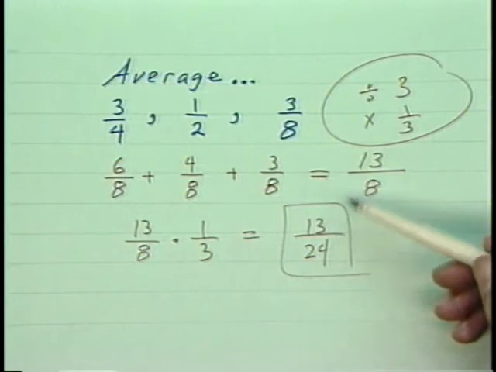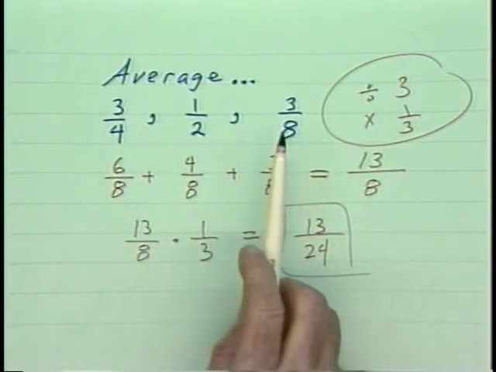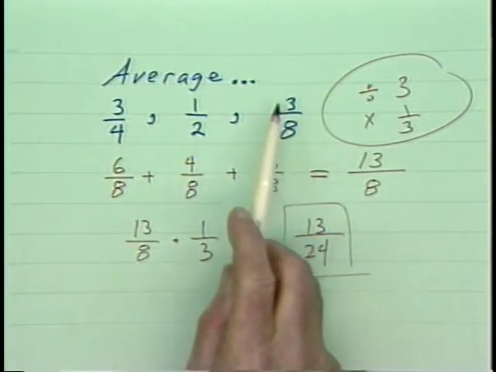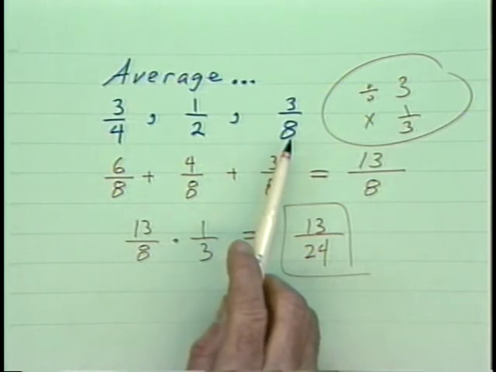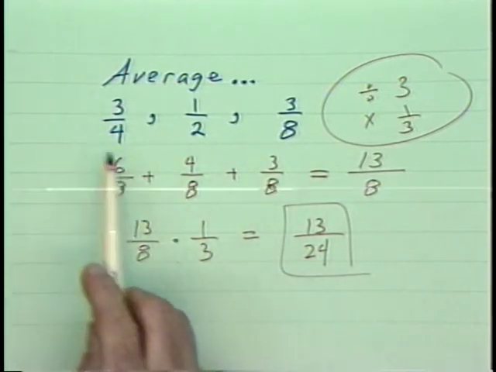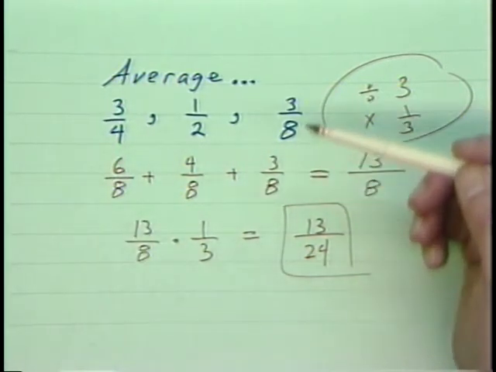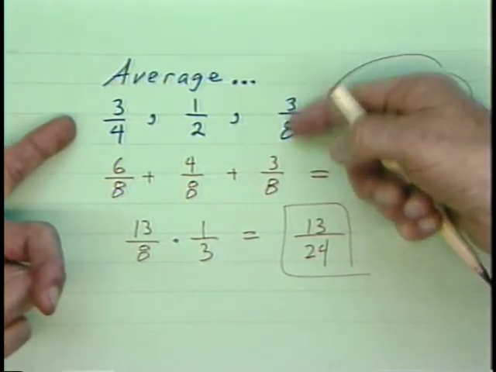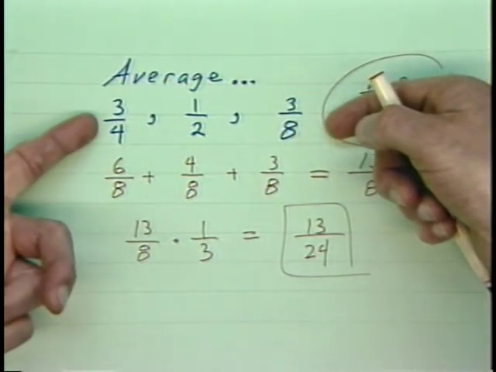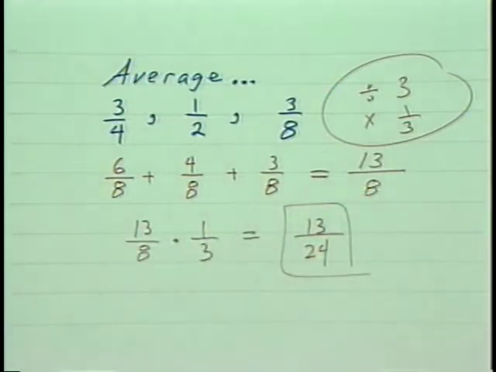Always remember that the average of a series of numbers must be larger than the smallest and smaller than the largest. So we know that the average of these must be a number greater than 3/8 and less than 3/4, and indeed this one is.